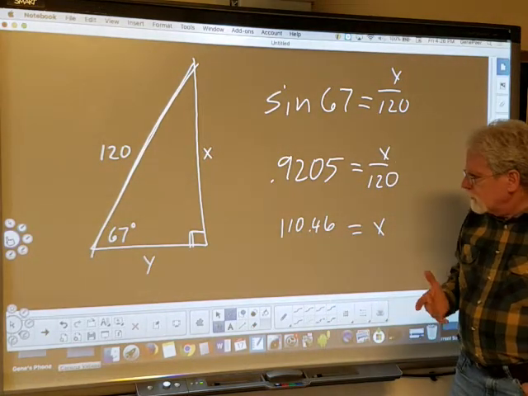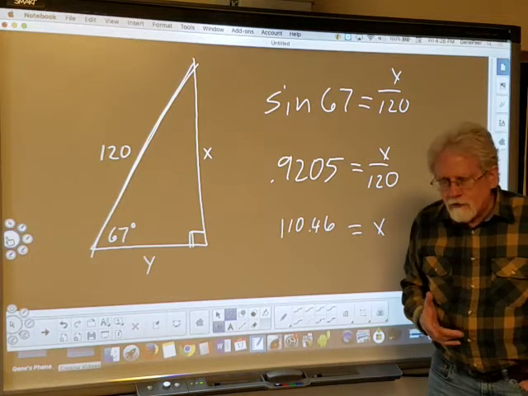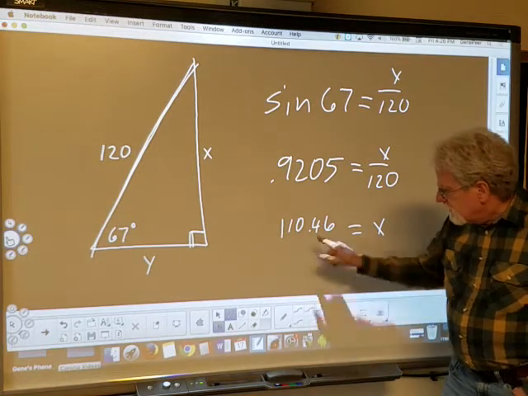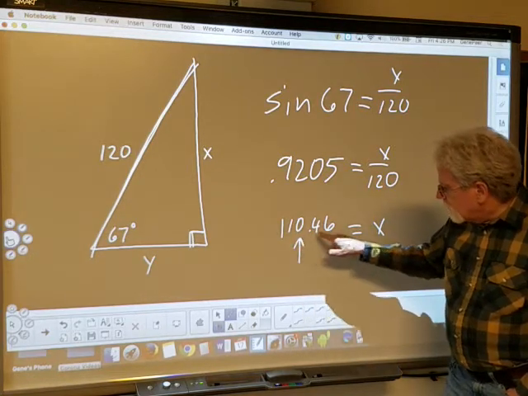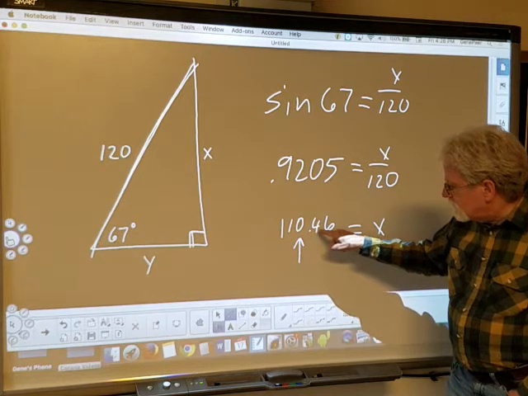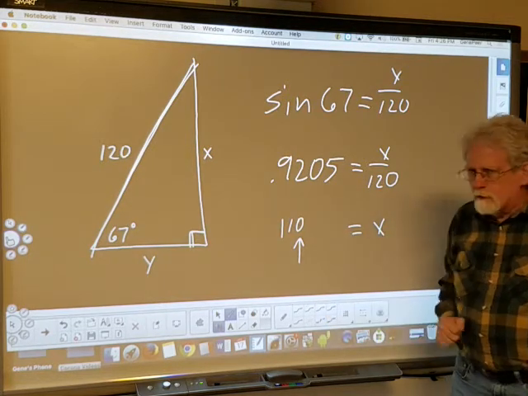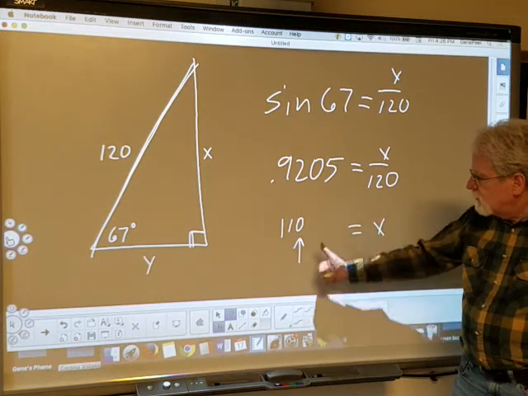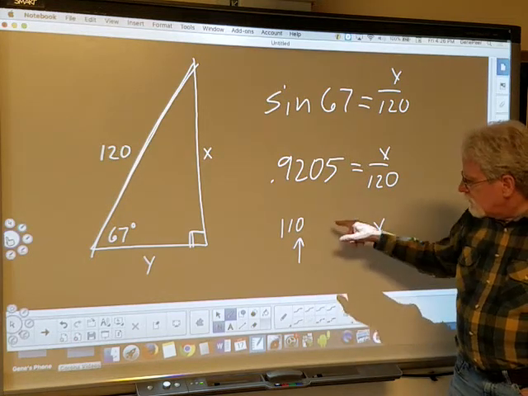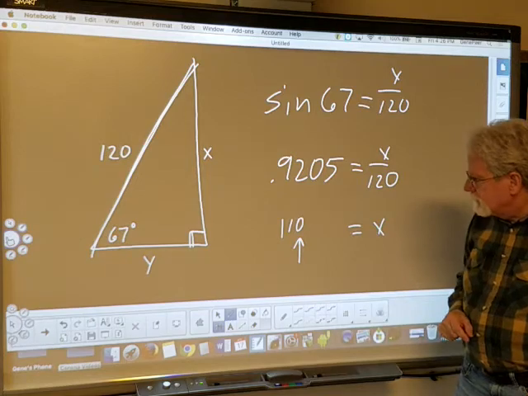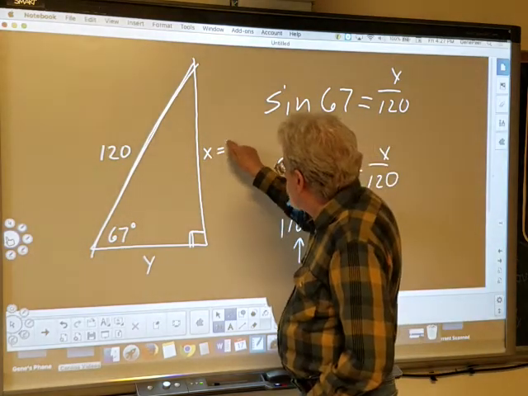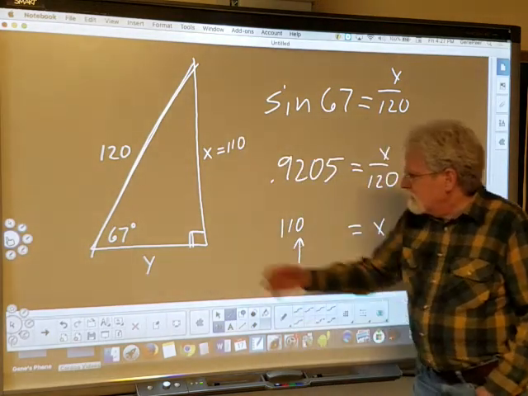But this time, by the way, the instructions kind of fooled us. The instructions tell us to round it to the nearest integer, the nearest whole number. There it is. So this digit next door is less than 5, which means we leave that 110 alone. If it were 5 or higher, we'd bump it up to 111. But it was a 4, so we'd leave it at 110. So x is about 110. We haven't found y yet, though.